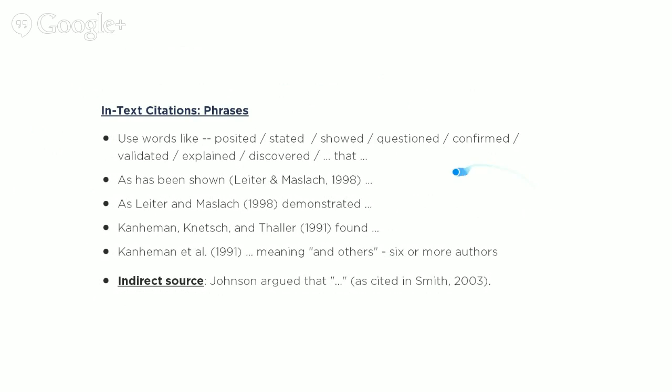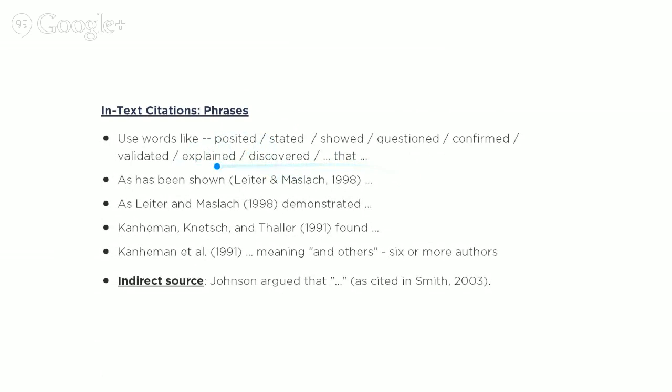Just to give you a short list here of verbs that you could use, if you want to do it in an organic, naturally flowing way within your discourse, you can use verbs like posited, stated, showed, questioned, confirmed, validated, explained, discovered, amongst many others. That, and then you put the quotation or the citation.